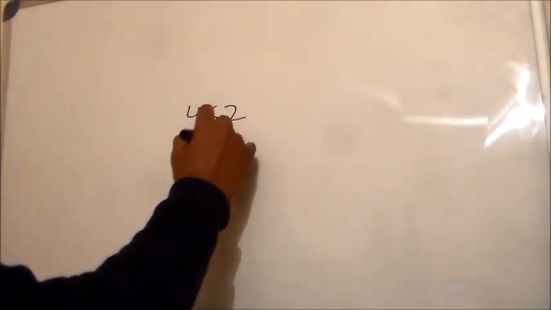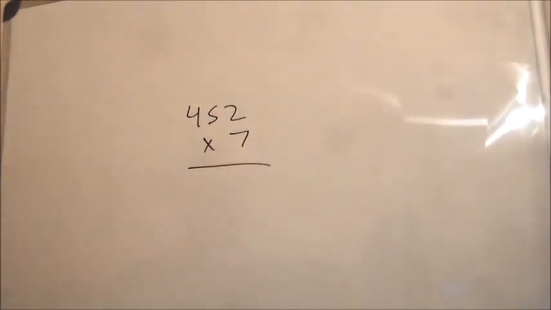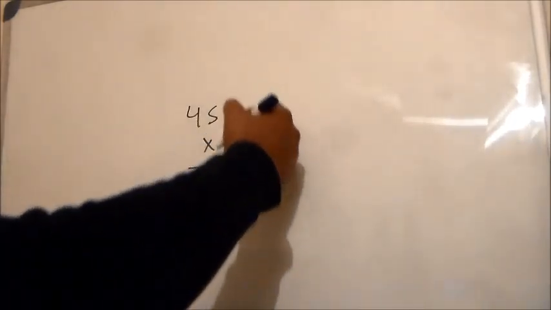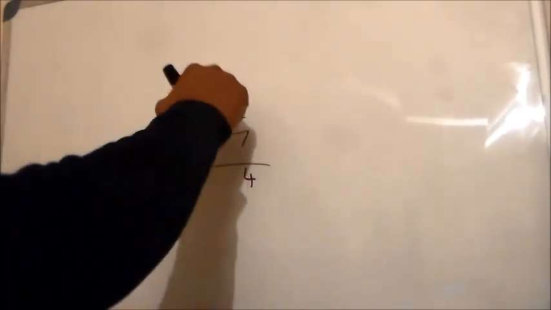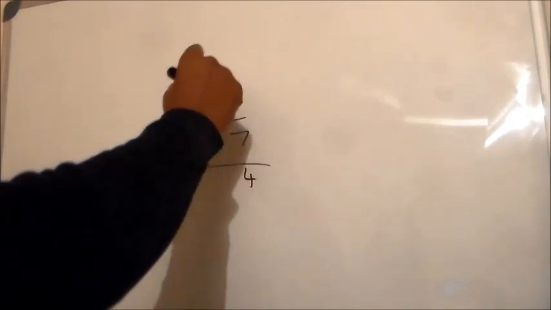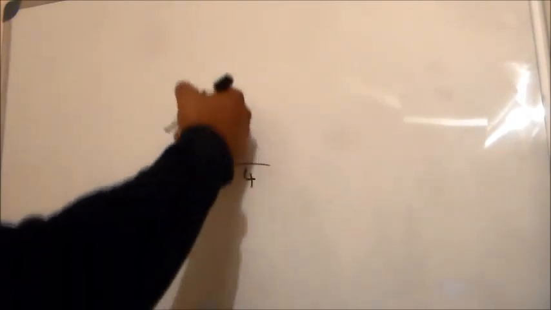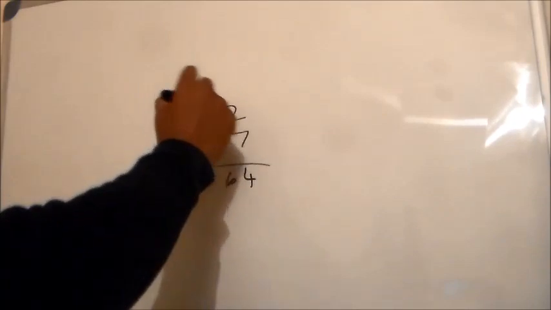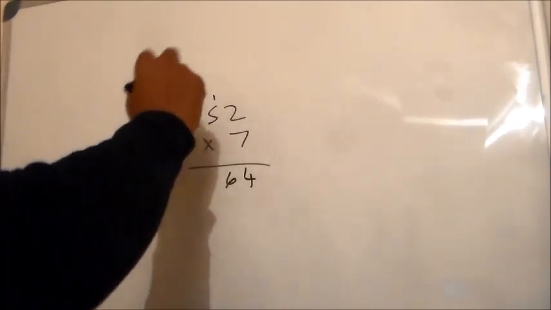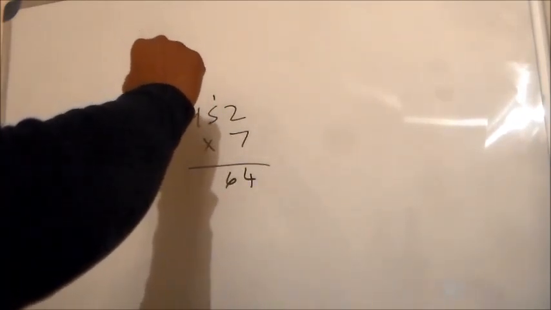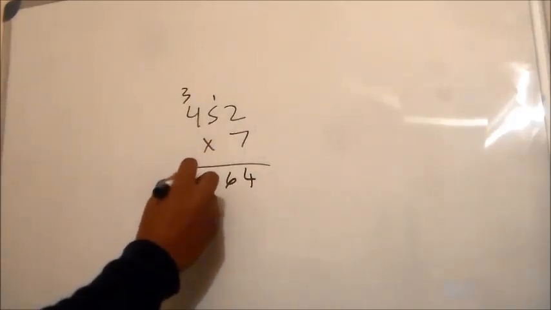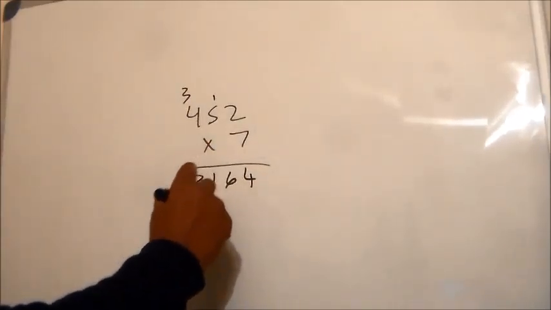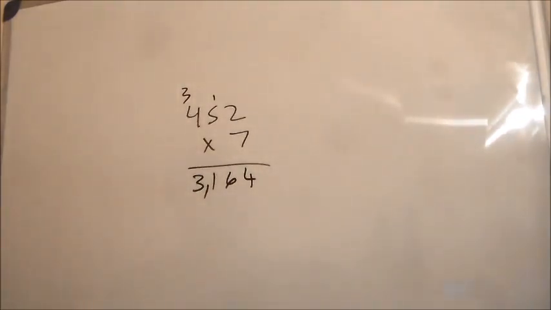Alright, let's say we are going to multiply 452 times 7. Okay, again, when you see this, you're going to have to do this, no calculator. 7 times 2 is 14, carry a 1. 7 times 5 is 35, add 1 because we carried the 1. 36, carry a 3. 7 times 4 is 28, we carried a 3 over. 28, 31. So that is our answer, 3,164.